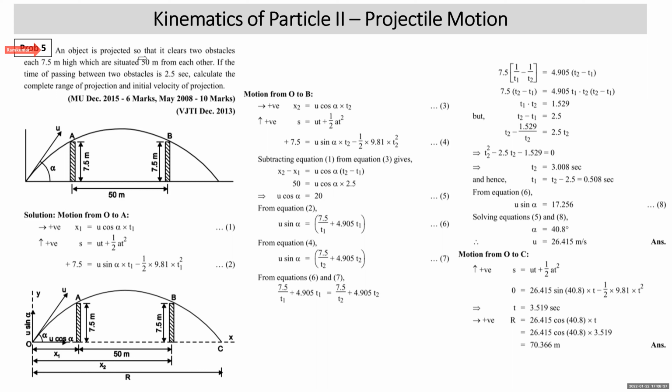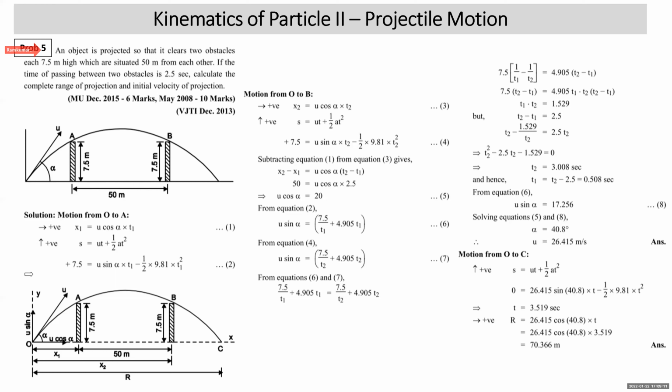An object is projected so that it clears two obstacles, each 7.5 meter high, which are situated 50 meter from each other. That means the distance between the two obstacles is 50 meter. If the time of passing between the two obstacles is 2.5 seconds, calculate the complete range of projection and the initial velocity of projection. Now, students, initially the projectile is thrown at velocity u at angle alpha. It just clears the two obstacles. One is at A, another is at B, of the same height, and which are 50 meter apart.